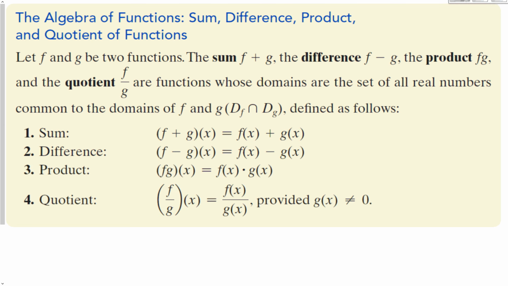To sum up this idea, the algebra of functions: sum, difference, products, and quotients. Let f and g be two functions. The sum, f plus g, the difference, f minus g, the product, f times g, and the quotient, f over g, are functions whose domain is the set of all real numbers common to the domains of f and g, D sub f intersect D sub g, and is defined as follows.